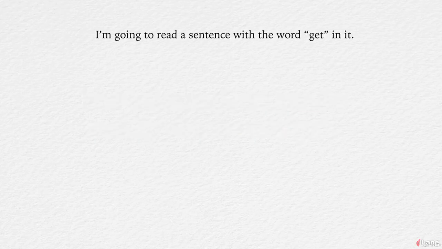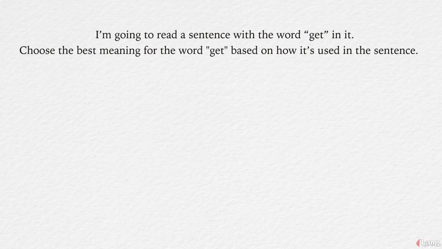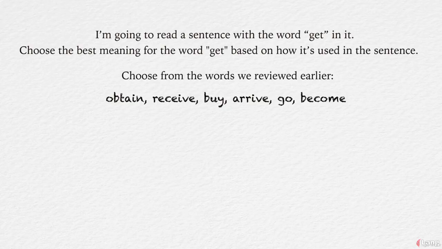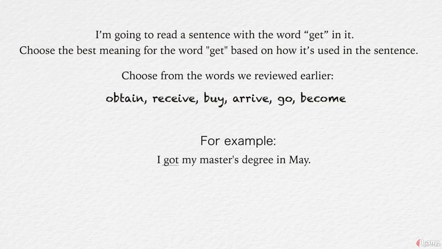Now let's complete a practice activity with the verb get. I'm going to read a sentence with the word get in it. Choose the best meaning for the word based on how it's used in the sentence. Choose from the words we reviewed earlier: obtain, receive, buy, arrive, go, or become. For example, if the sentence read, I got my master's degree in May, the answer would be obtain, because in this particular sentence, get means obtain.